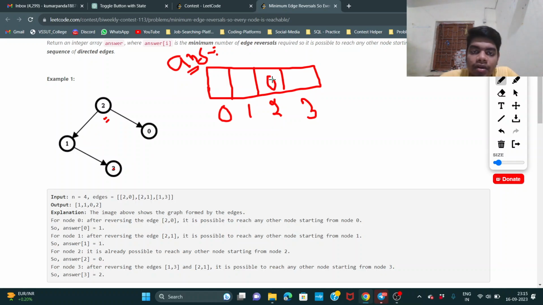I mean yeah, like I have explained how the answer is 0. Okay, now this is done. This is just one DFS, try to find the answer for 2, right? And now I'm trying to answer for 1.